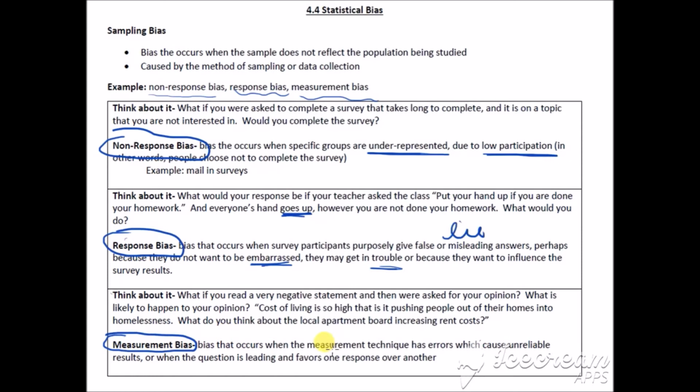This is a bias that occurs when the measurement technique has errors, which cause unreliable results, or when the question is leading and favors one response over the other.